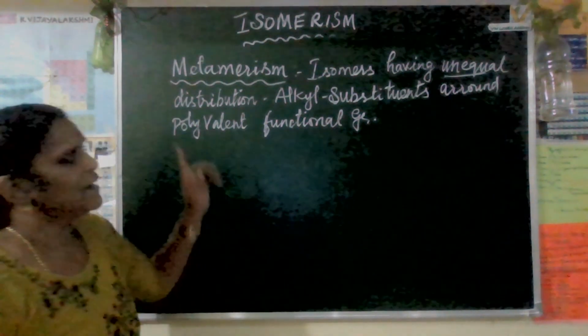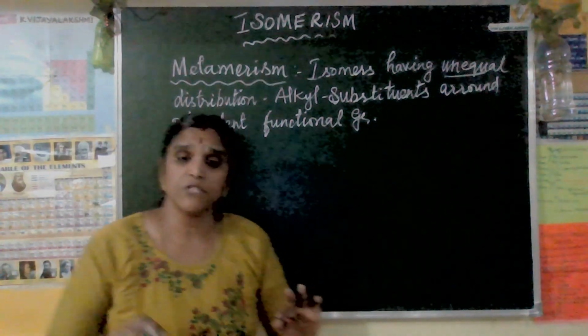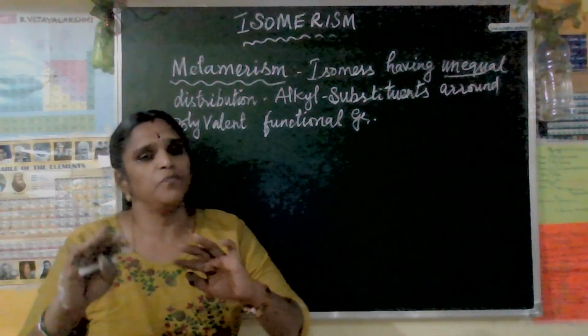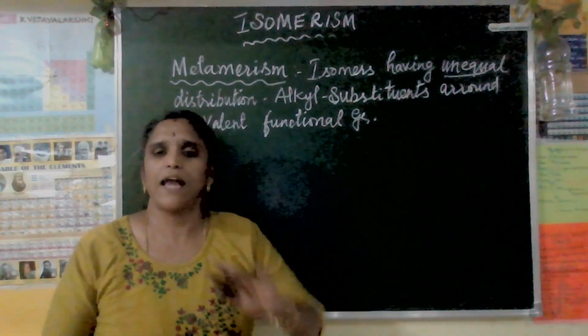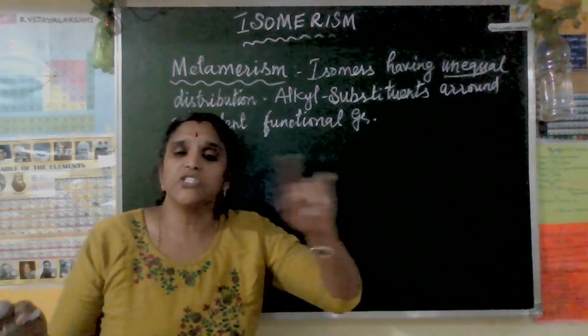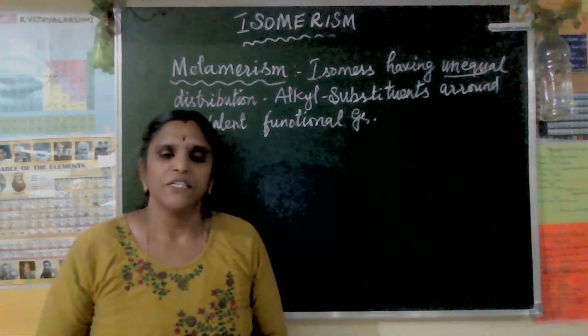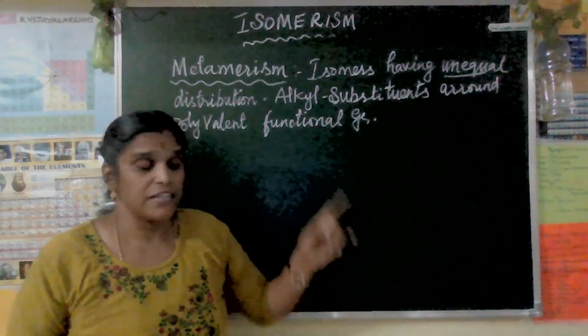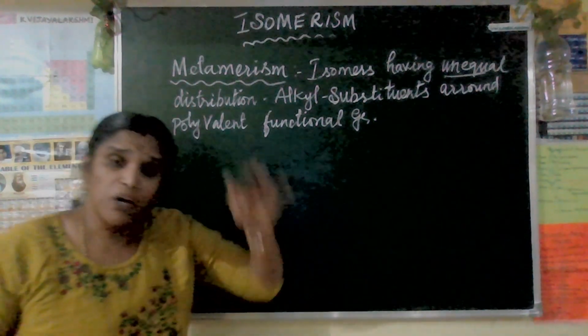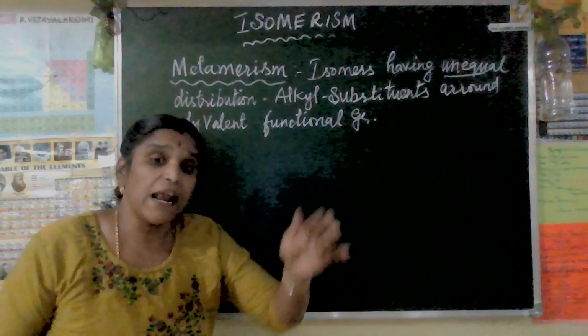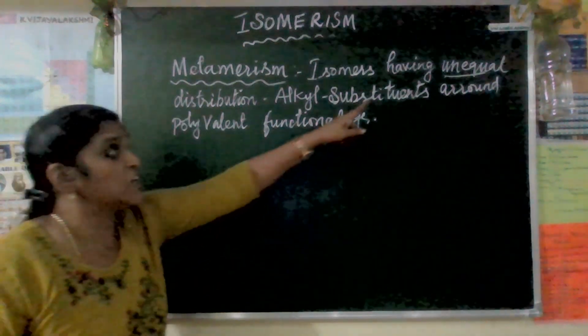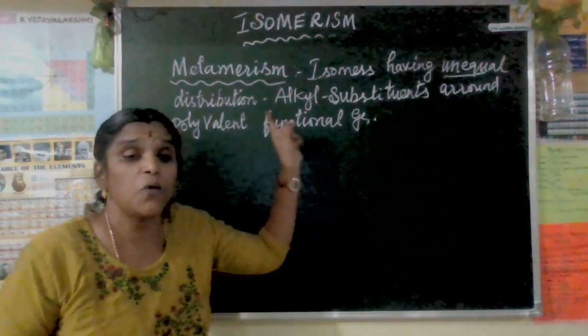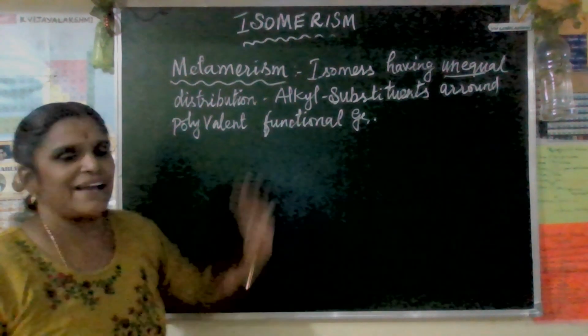Now here positional isomer means the position of the functional group has changed. Alkyl groups will be the same, position of the functional group will be changed. That is called positional isomer. Here, the functional group is fixed. Only the alkyl groups will vary. That is the unequal distribution of alkyl substituents.